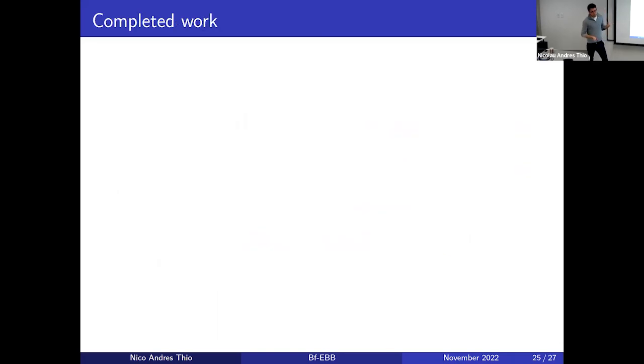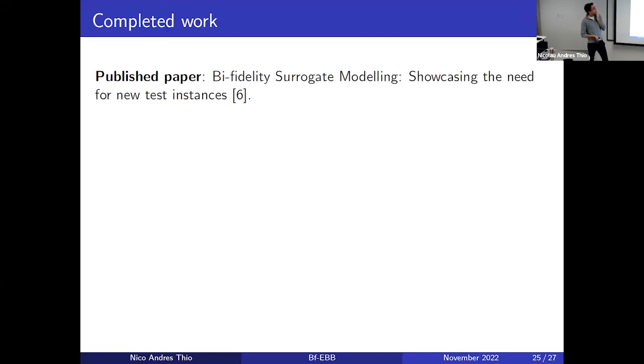So now is where I want to tell you just quickly the stuff I've done, just to situate myself. Just realizing that it's going to be a short talk, right? Perhaps it'll be nice. So we have published a paper called Bi-Fidelity Surrogate Modeling, showcasing the need for new test instances. And essentially, so first to tell you what we looked at.